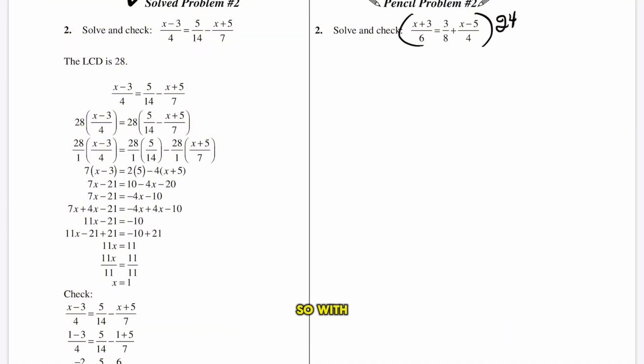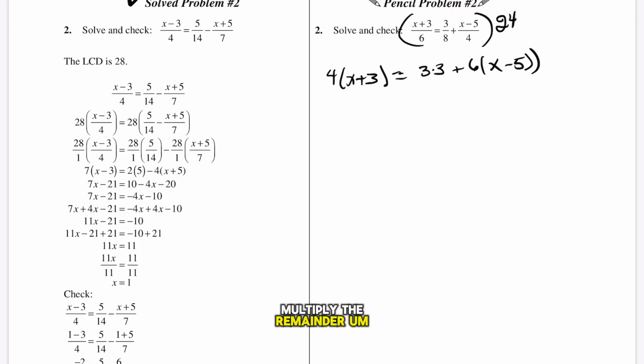So with 6, it's 4. So it's 4 times x plus 3. And then that's equal to, what's 24 divided by 3 is 8. So that's 3 times 3 here. And then for 4, it would be 6. So I get 6 when I divide 4 into 24. So it's 6 times x minus 5. So you just have to be careful, making sure that you multiply the remainder after you divide to the entire quantity.